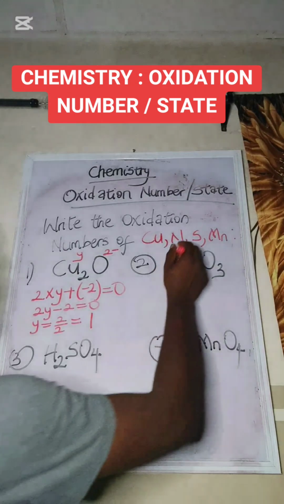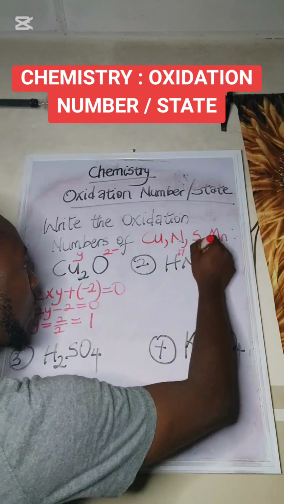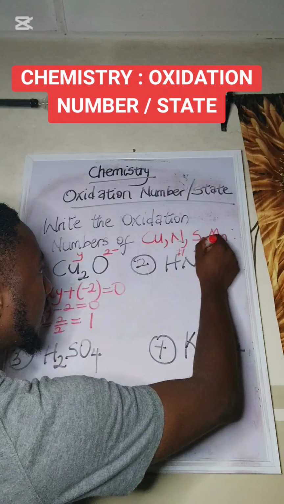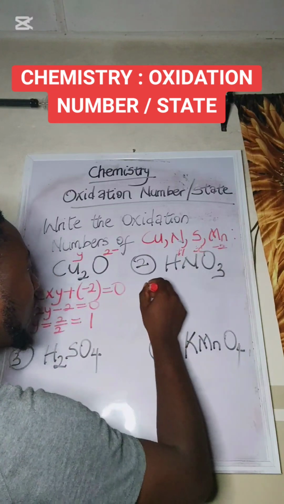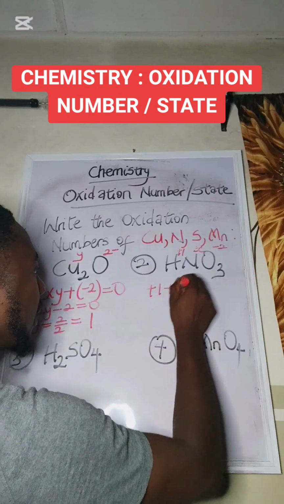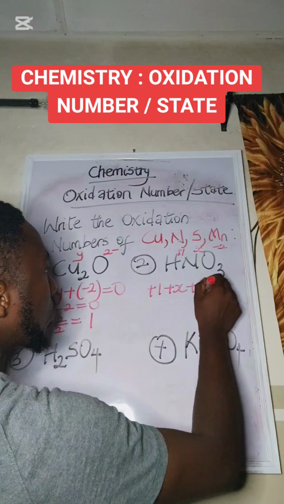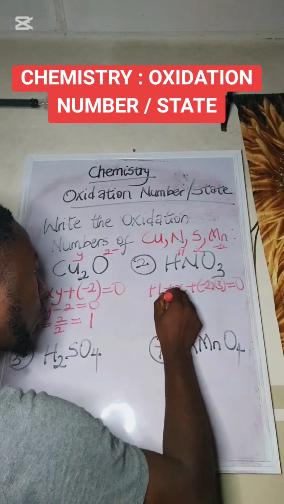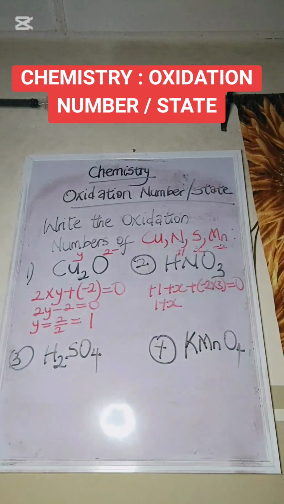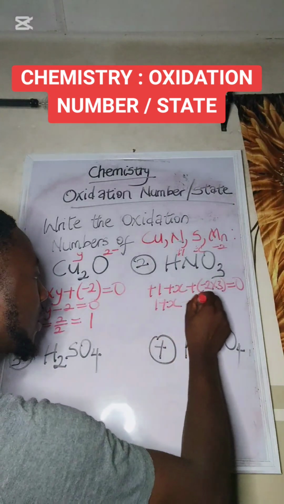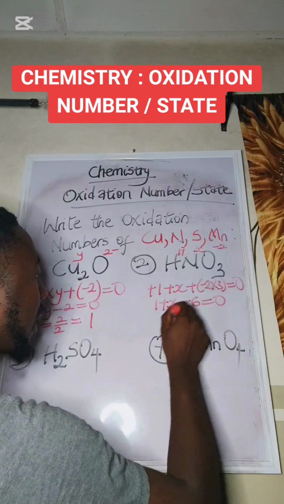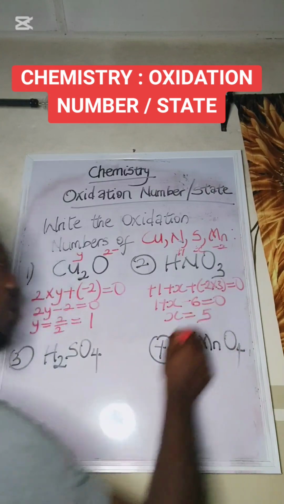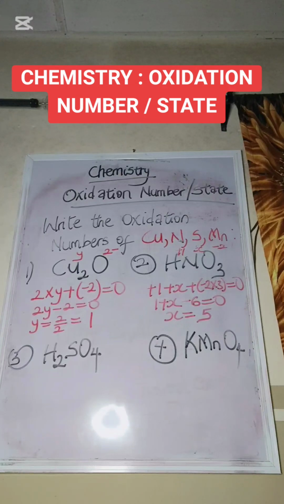Second one, we have hydrogen as +1. Then this, let's call it x. Then this is -2. So we have +1 plus x, plus -2 times 3 is equal to 0. So we have 1 plus x, -2 times 3 is -6, is equal to 0. So x is equal to 5. So the value of N, which is nitrogen, in the second compound is 5. The oxidation number of nitrogen is 5.